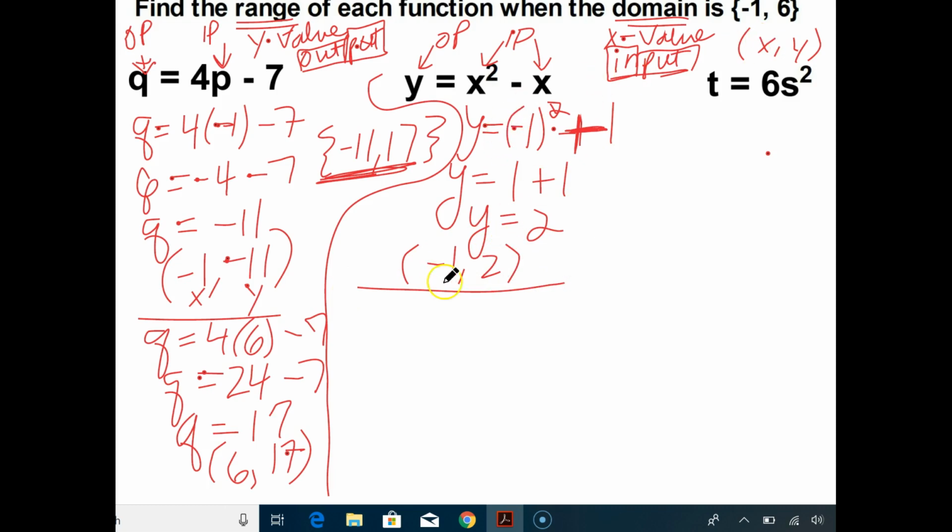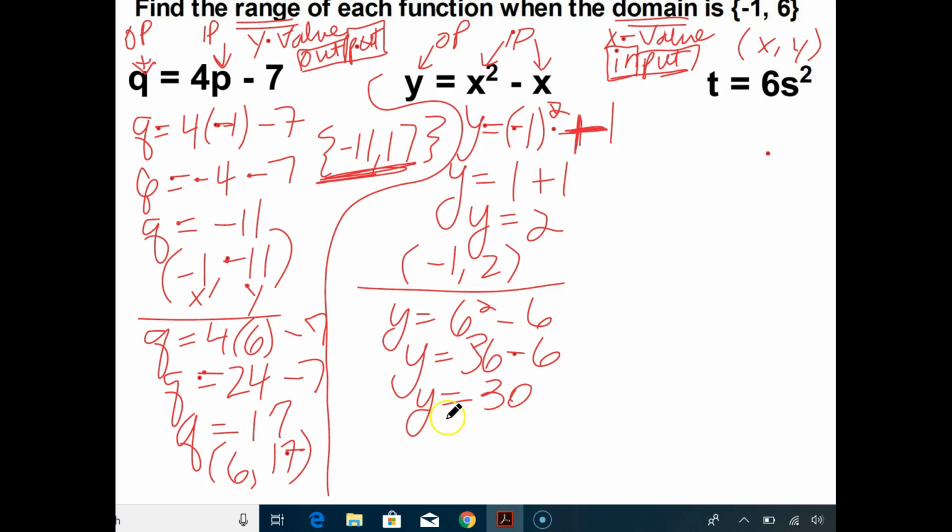And then we do that again with 6. So y is equal to 6 squared minus 6. So 6 squared is equal to 36 minus 6. 36 minus 6 is 30. Range is 30. So my ordered pair would be (6, 30). So my overall range for this problem would be 2, 30. Okay, that would be my range.